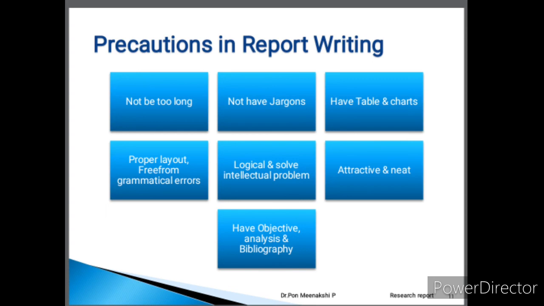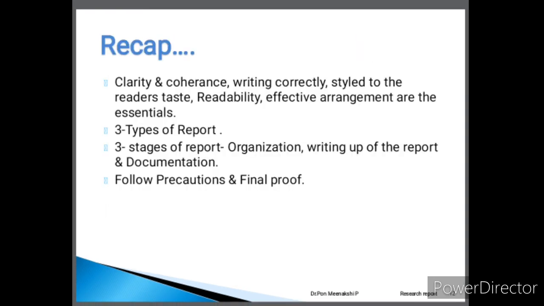Shall we go through a small recap of the entire session? Clarity, coherence, writing correctly, style to the reader's taste, readability, and effective arrangement are the essentials. The basic types of report are research report, popular report, report for the administrator, and technical report. Stages of report are broadly classified into 3: organization, writing up of the report, and documentation. Just go through it in depth. Listen to the video and follow the precautions and final proof.